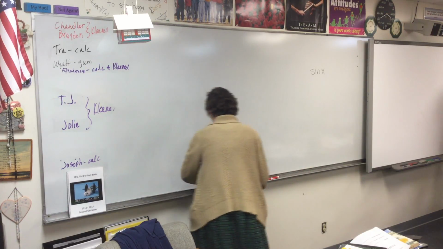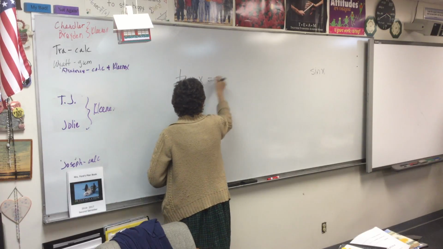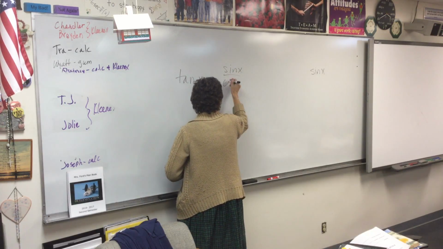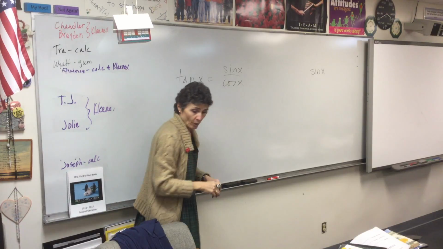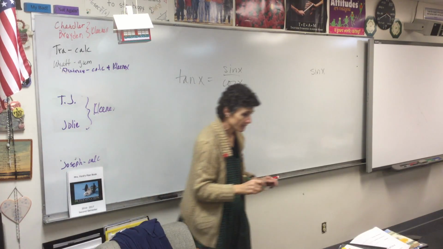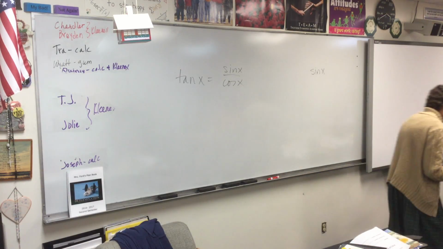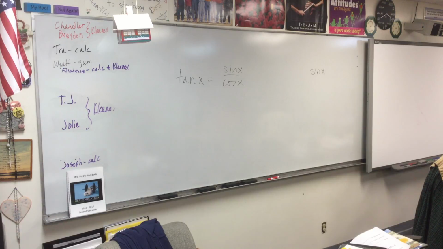All right, so the identity is tangent equals sine over cosine. That one you are going to use every day, probably more than once a day. We use it all the time. It's called a quotient identity. The quotient of the sine and the cosine is the tangent. Did you get everything?